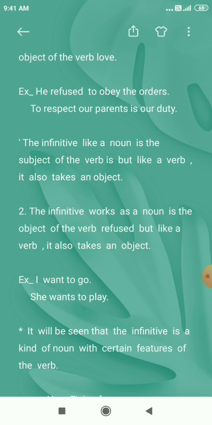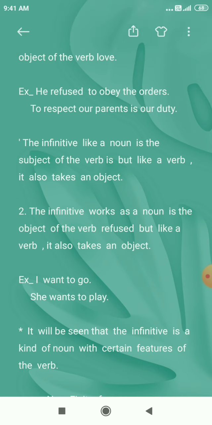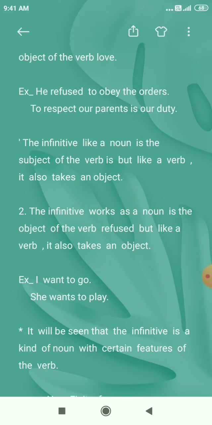It will be seen that the infinitive is a kind of noun with certain features of the verb. In short, we can say that the infinitive is a verb noun.